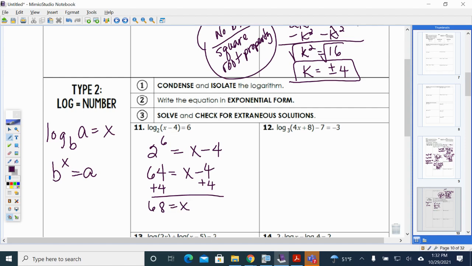Again, you have to check for extraneous solutions. So plug the 68 in, and for time's sake, I will tell you that it does work.